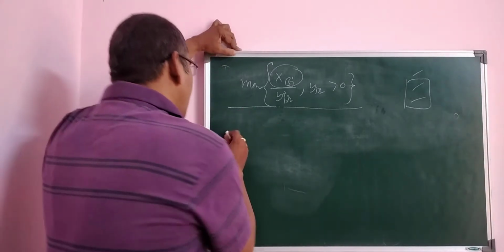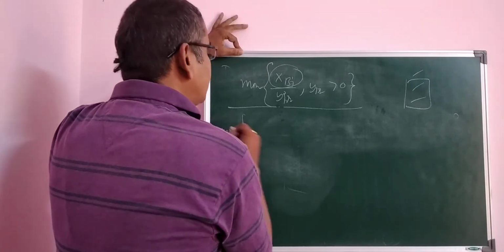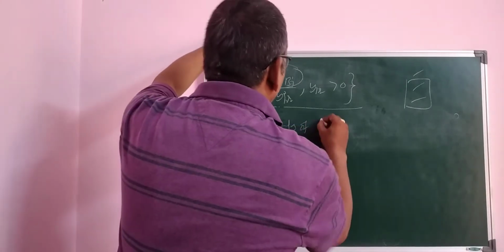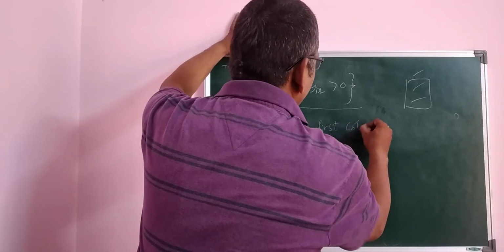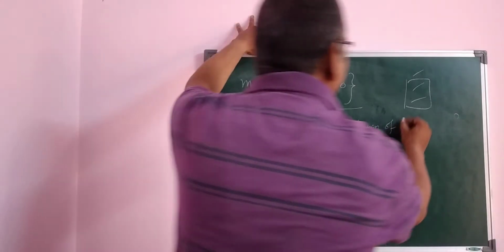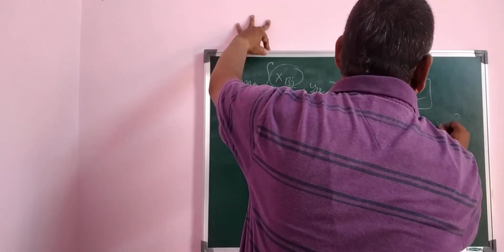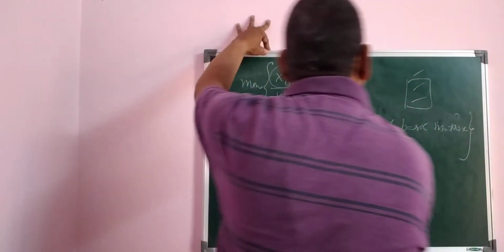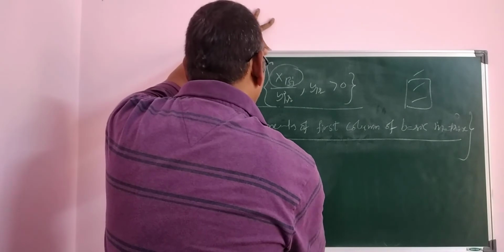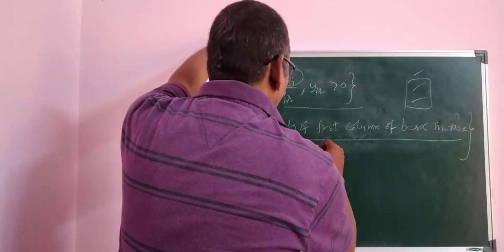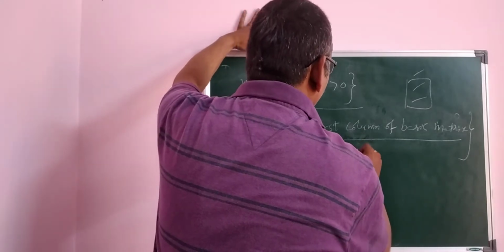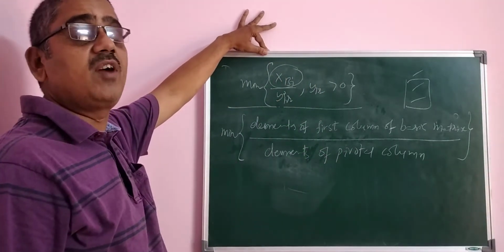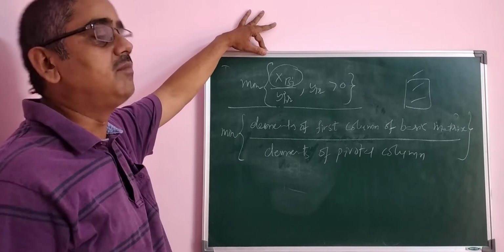Right, which means I write the formula: the minimum ratios are going to be considered as the elements of the first column of the basis matrix, which means you take the first vector of the basis matrix, and then divide by the elements of the pivotal column. That is, the column in which you have to identify the pivotal element is called the pivotal column, right?